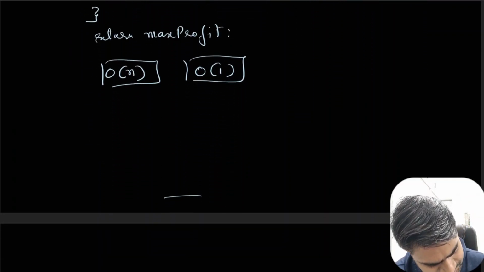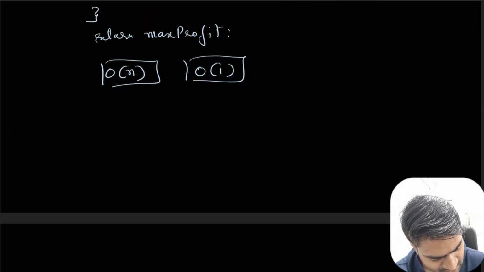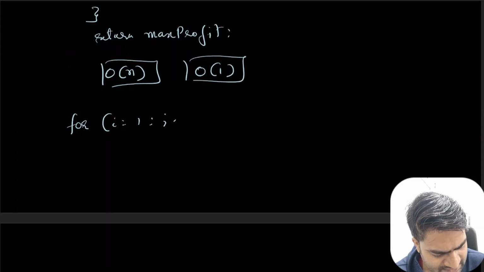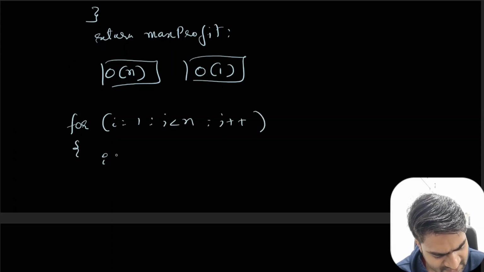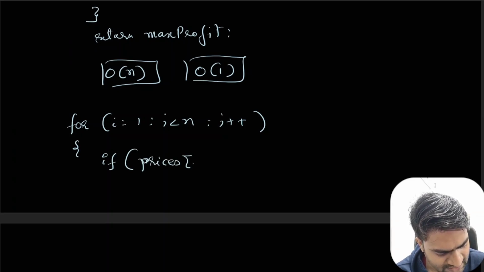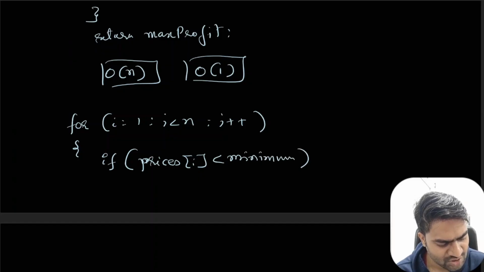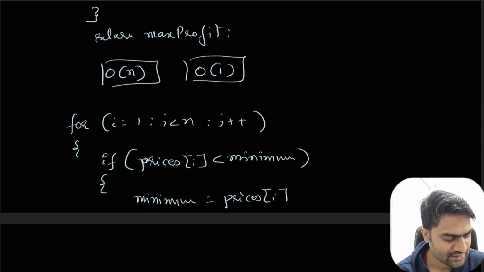So how will I do it? Let's see how we do that. So again, for I equal to 1, I less than n, I plus plus, this is the same. Now what will I do? I will check if my prices of I is less than minimum. Then what will I do? I will simply update my minimum. Minimum equal to prices of I. Correct, right? So there is no point in finding the profit here.